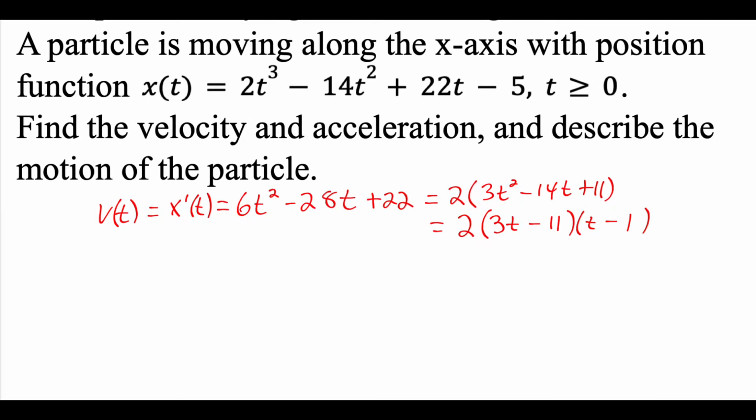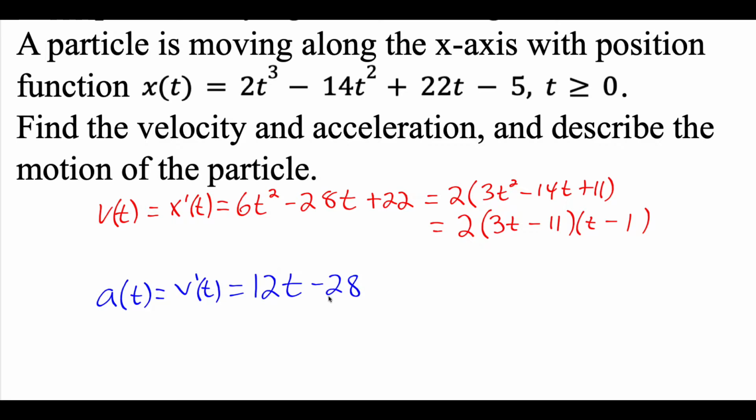Now the next thing we want to find is the acceleration, and the acceleration is the derivative of the velocity function. I think it's going to be easiest to look at the non-factored form first. So we do the power rule there, drop the 2 down as a multiplier, and we get 12t. And then if we do the derivative of the negative 28t, that's just negative 28.